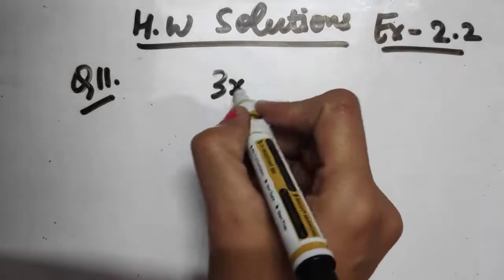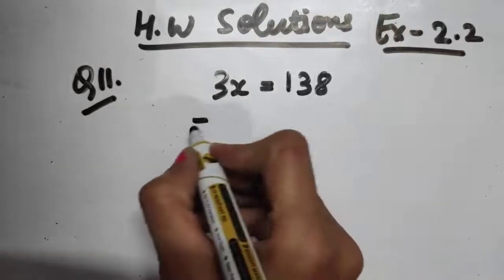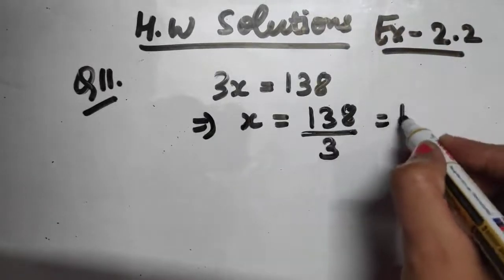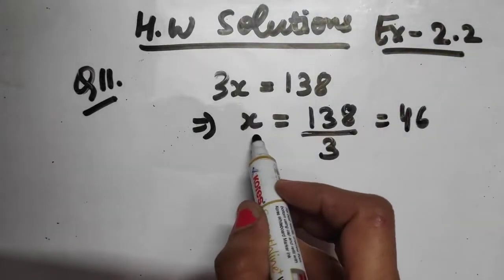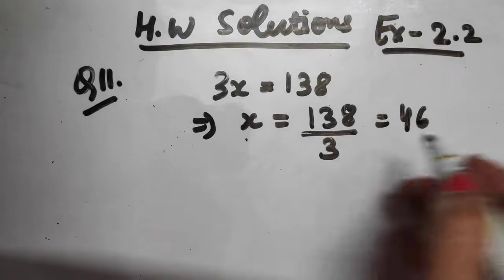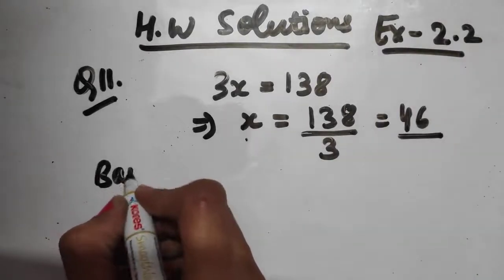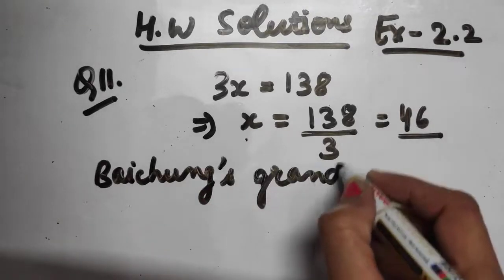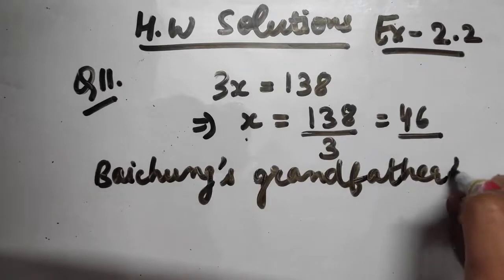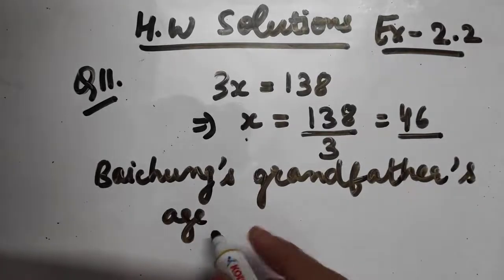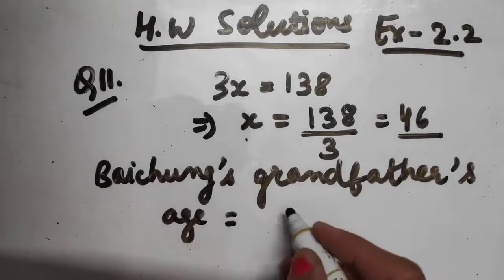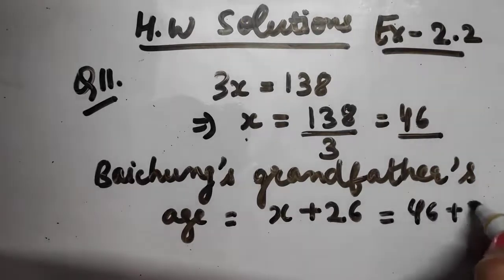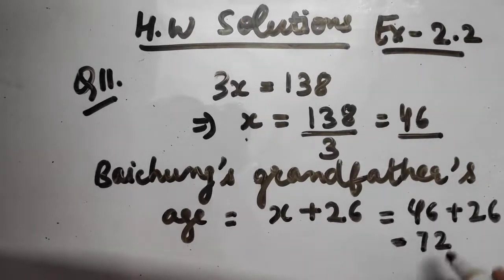We got 3X is equal to 138. So, what will be the value of X? X is equal to 138 divided by 3, that will be 46. This X is Baichung's father's age. So, Baichung's father's age is 46. Baichung's grandfather's age will be equal to X plus 26, that is equal to 46 plus 26, that is equal to 72 years.